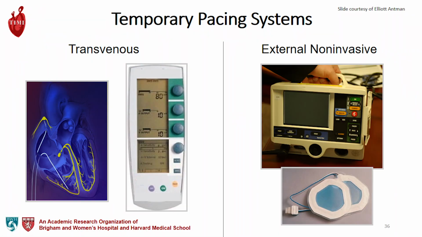If a patient does develop high-grade AV block, we will often pace them. That can be done with temporary transvenous pacers or with external non-invasive pacers, as you see here.